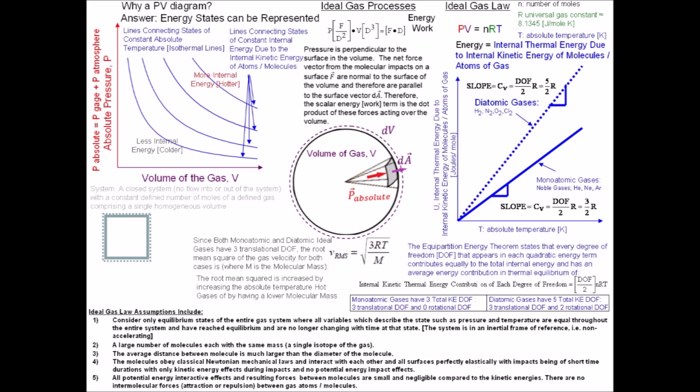Therefore, I recommend that whenever you use the PV diagram to represent ideal gas processes, you immediately draw some internal thermal energy lines or isothermal lines on your graph, and remember that the farther out from the origin they are, the system is at a higher temperature and it's also at a higher internal kinetic energy.